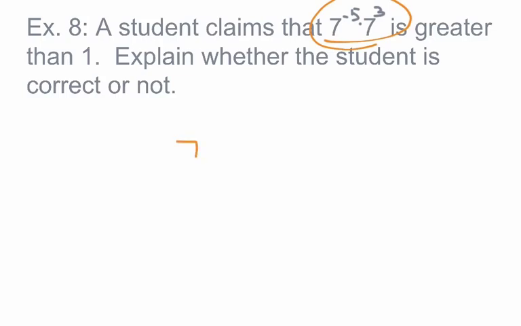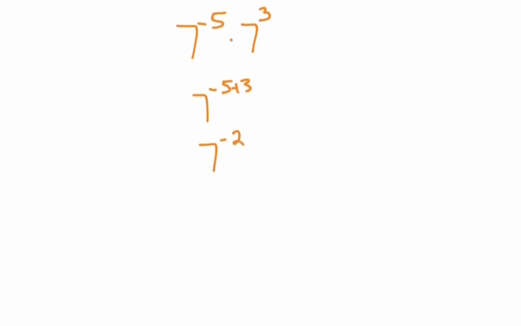So 7 to the negative 5th times 7 cubed. We know that when we're multiplying powers with the same base, we add the exponents. So we have 7 to the negative 5th plus 3, giving us 7 to the negative 2nd power. All right. Now for this one, it's important that we actually convert this so that we have a positive exponent. So our answer here is going to be 1 over 7 squared. And 1 over 7 squared we know is equal to 1 over 49.